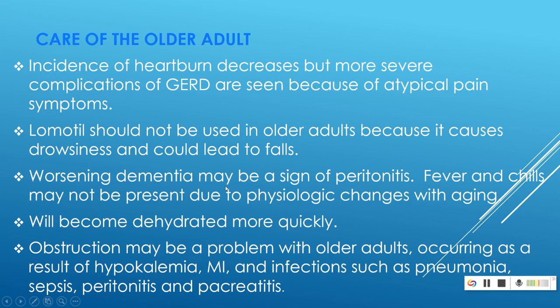Because when we're talking about obstruction, we've got to have peristalsis, right, to empty out our colon. Well, if they're having trouble with hypokalemia because they're having to take their furosemide because of their heart failure, then their potassium level could be reduced on a more chronic basis, and we need potassium to have muscle contraction. MI, well, that could be decreased blood flow. And infections, they are more apt to get pneumonia, sepsis, peritonitis, and pancreatitis.